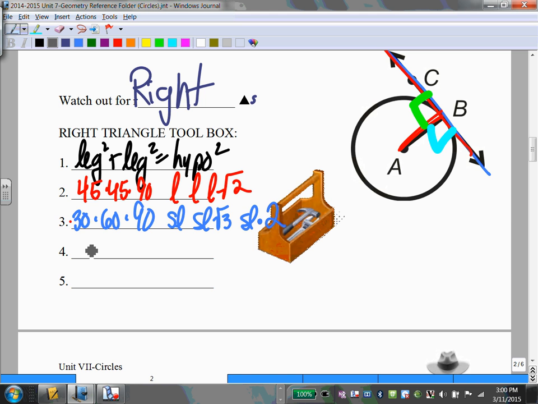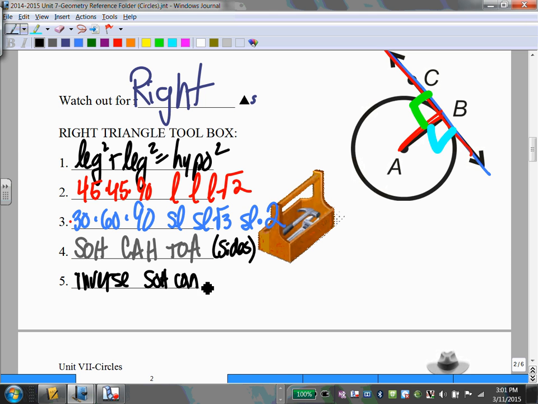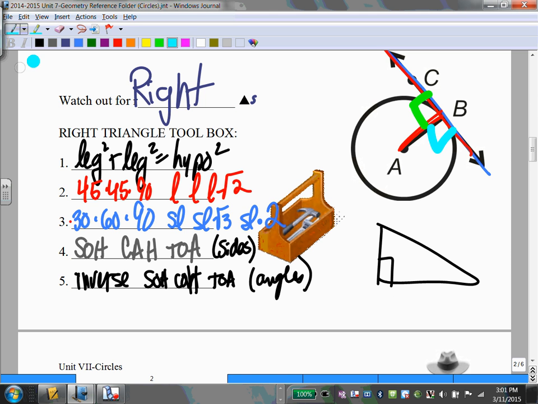And then the infamous and famous SOHCAHTOA. You saw me in class, you know why I said it like that. And then your last one, and that's to find sides. Then inverse, so spell this correctly, TOA, is to find angles. So watch out, whenever you see a right triangle, you need to start asking yourself, which one of these are in play? Not all of them, but one of them.